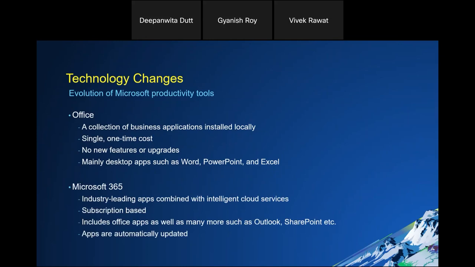Over the years, it has evolved to the Microsoft 365 collection of applications, which are industry leading applications combined with intelligent cloud services. These are either monthly or yearly subscription based applications, which are connected to the cloud. So these are constantly getting upgraded as Microsoft is upgrading them. And there is also constant technical support from the Microsoft team. These include a much larger family of applications, including the Office applications such as Outlook, SharePoint, Power Automate, etc. And all these apps are automatically updated.